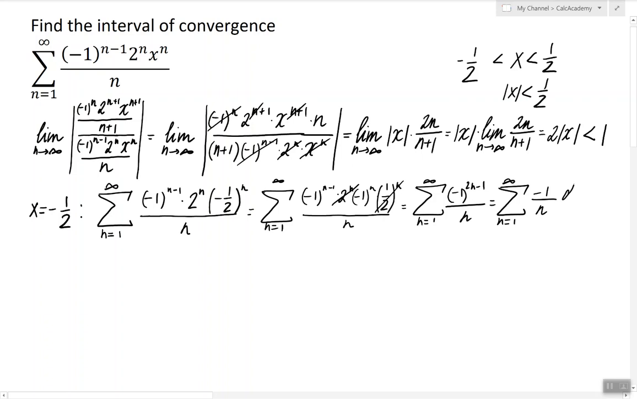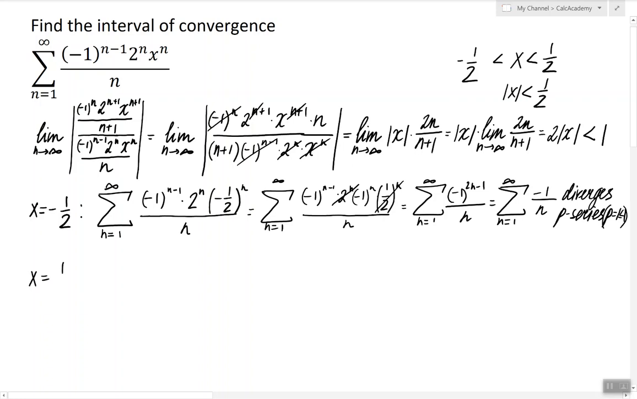So here we have a negative harmonic series which diverges, and to be precise, it diverges because it's a p-series with p equals 1, which is less than or equal to 1. So at -1/2, the series diverges, and -1/2 therefore is not in the interval of convergence.